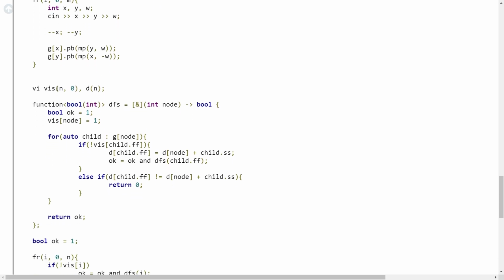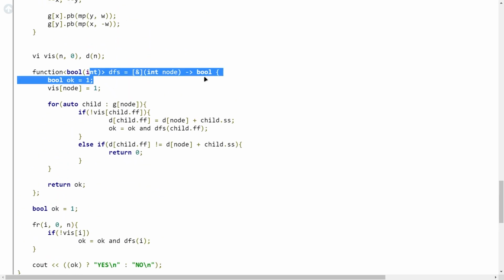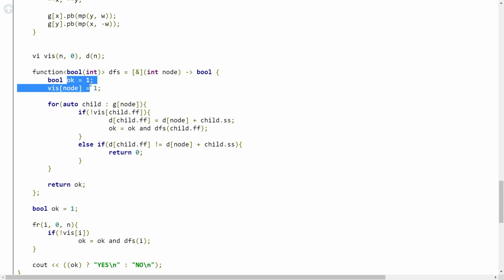I initialize my visited vector with all values set to false, and I initialize my distance vector. Now, if the values are not visited, I can just try to visit it, and OK is going to store my final answer, right? So the value of OK will get updated by this DFS call. This DFS call is actually going to return a Boolean value, and for each of those DFS calls, again I have an OK variable, and I mark my current node as visited, right? Now I just traverse through all the children of the current node.